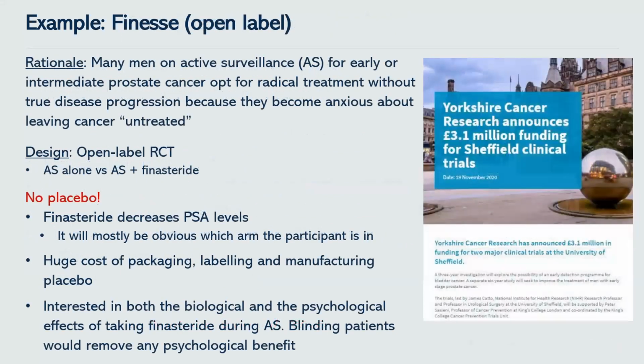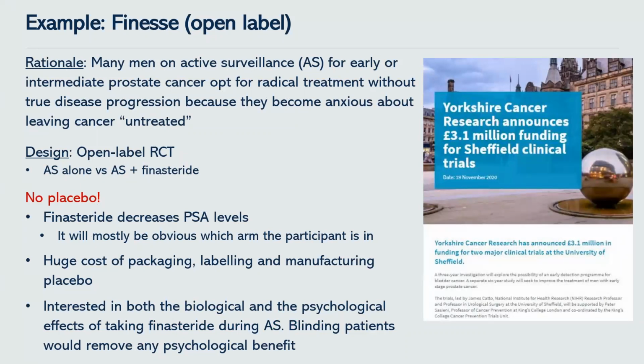So an example of a trial that we're about to start is called FINESSE, and this is a trial sponsored by, funded by Yorkshire Cancer Research. Many men on active surveillance for early or intermediate prostate cancer opt to have radical treatment without having true disease progression. Series show that over half of men who start out on active surveillance have radical treatment within 15 years. And many times that's because they become anxious about leaving a cancer untreated, as it were.